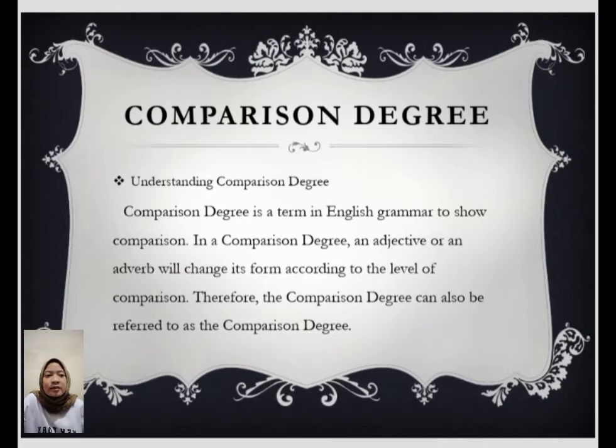Understanding comparison degree. Comparison degree is a term in English grammar to show comparison. In a comparison degree, an adjective or an adverb will change its form according to the level of comparison. Therefore, the comparison degree can also be referred to as the degree of comparison.